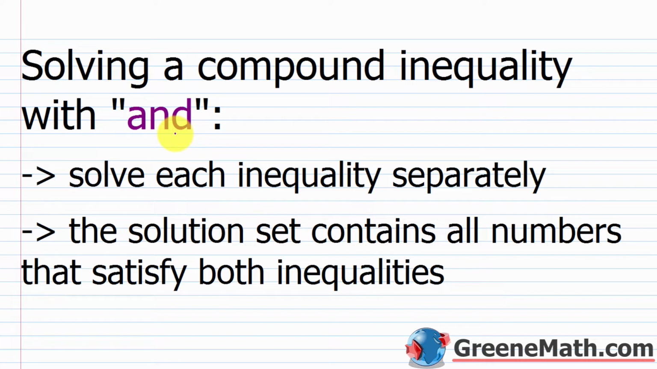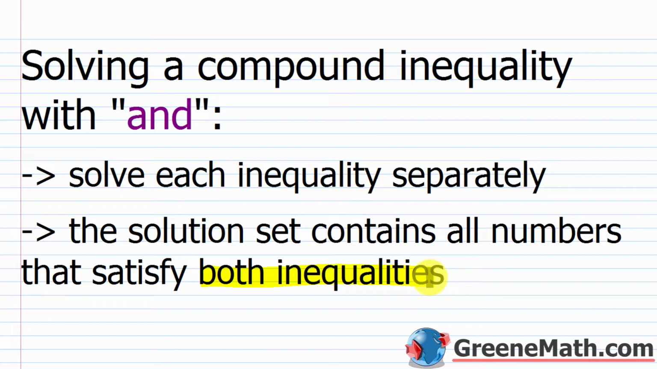So the first thing you want to do with this scenario of and, you want to solve each inequality separately. Okay, so just treat it as if it's two separate problems. The next thing you want to do is find the solution set for the compound inequality. Now, the solution set contains all numbers that satisfy both inequalities. Both inequalities. So if it's not a solution to both, it's not a solution for the compound inequality.